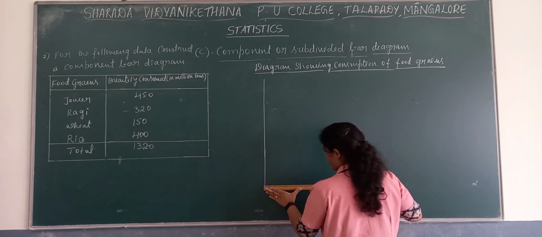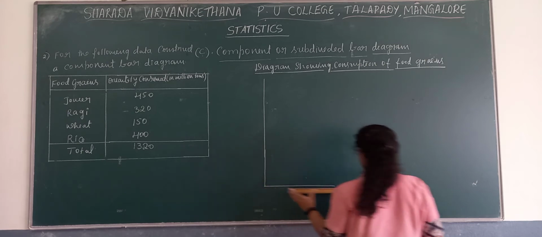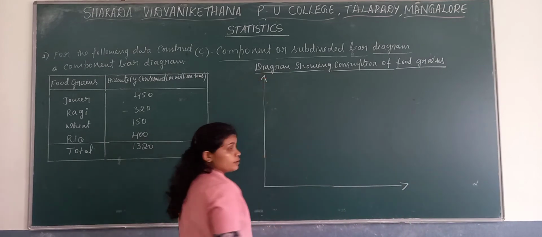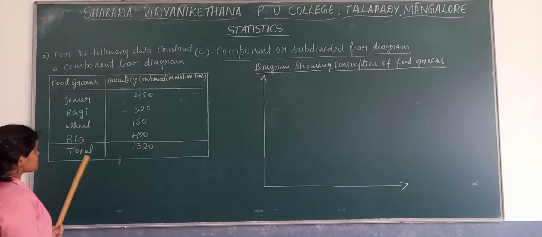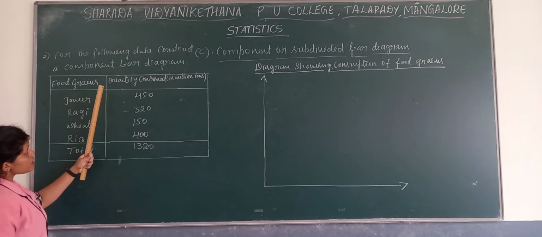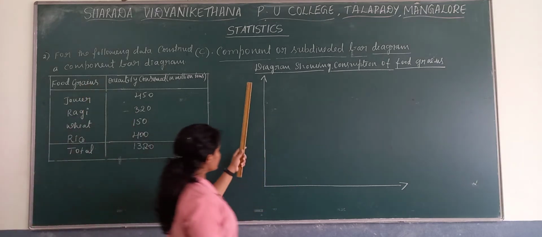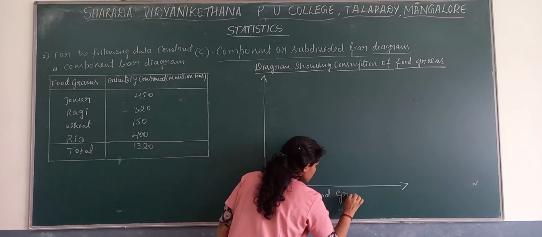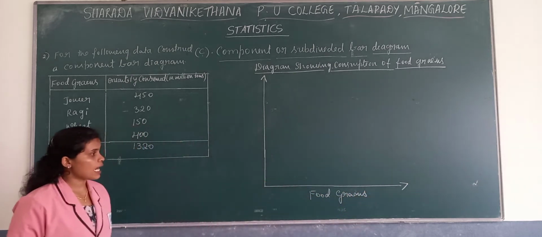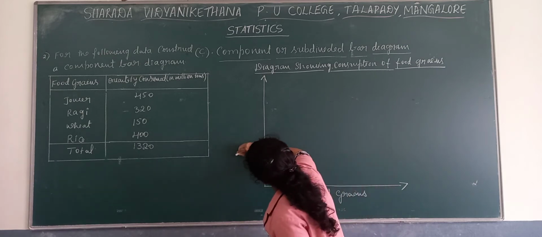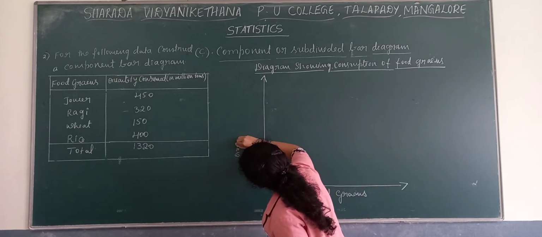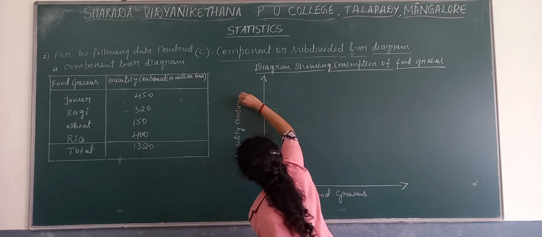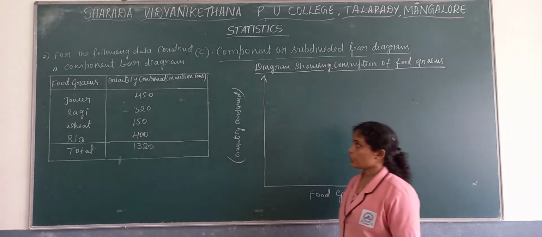X-axis and here y-axis. Now along the x-axis we will represent the food grains, and here we will represent the quantity consumed in million tons.